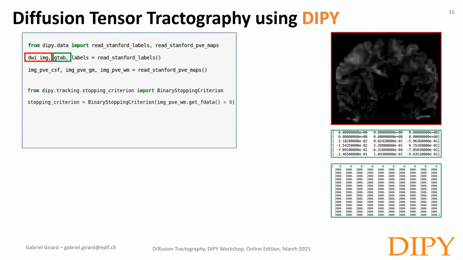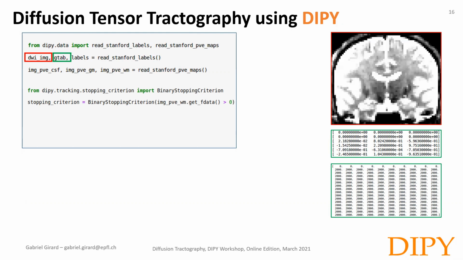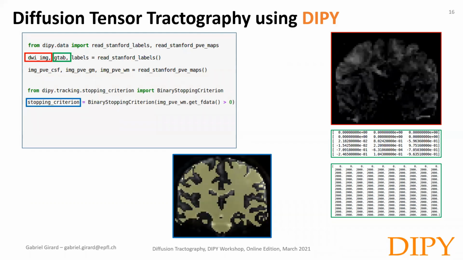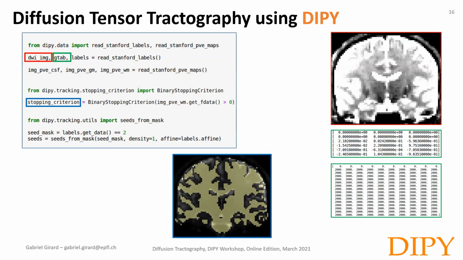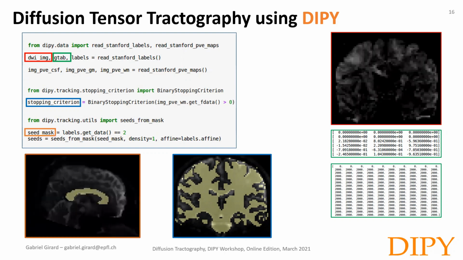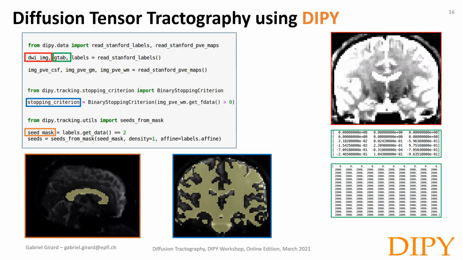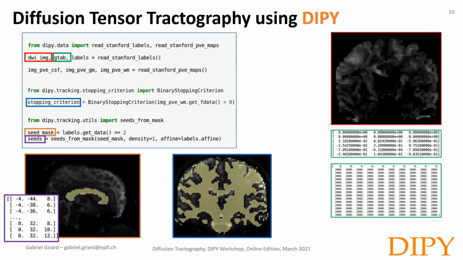We then define our tracking mask or stopping criterion. Here we define a binary volume corresponding to all voxels of the brain with non-zero white matter fraction. Finally, we define our seed position. Here we take all voxels with the label 2, which corresponds to the mid-sagittal section of the corpus callosum. The seeds variable here is a list of 3D positions located in the center of all voxels of our seed mask.